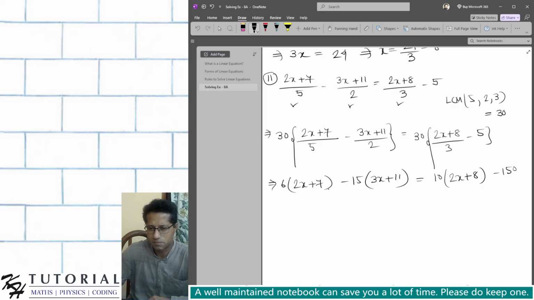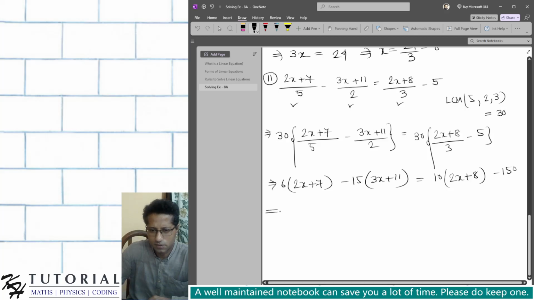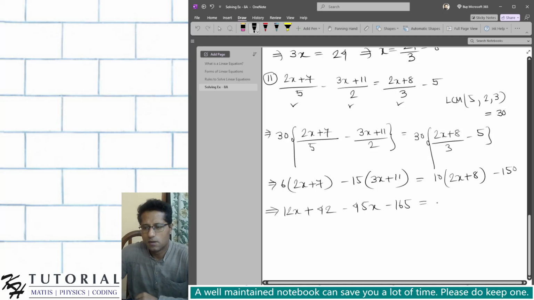6 multiplied by 2x plus 7 minus 15 multiplied by 3x plus 11. But this can be reduced to simple form if you do the product and open up the brackets. So this becomes 12x plus 42 minus 45x minus 165 equals 20x plus 80 minus 150. Now this equation is in simple form.